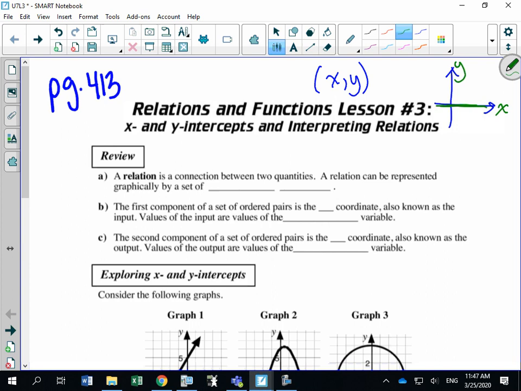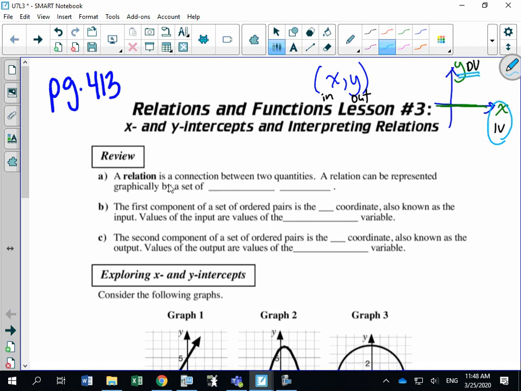And then in the last lesson, we learned that the x values are what we call our inputs, and the y values are our outputs. As well, the x values are what we call our independent variable, and the y value is our dependent variable. So essentially, the y depends on whatever you input for the x, okay?